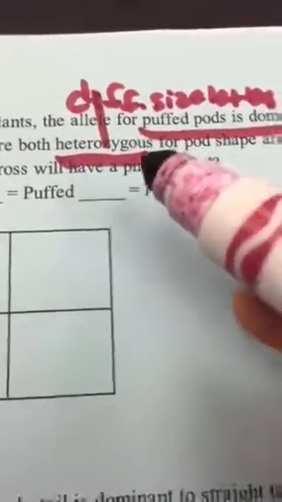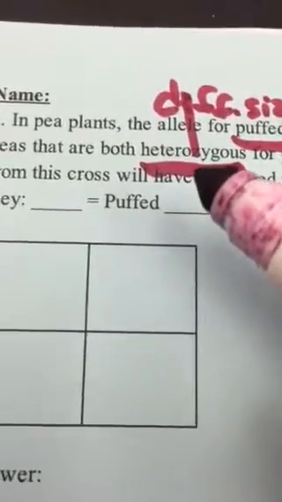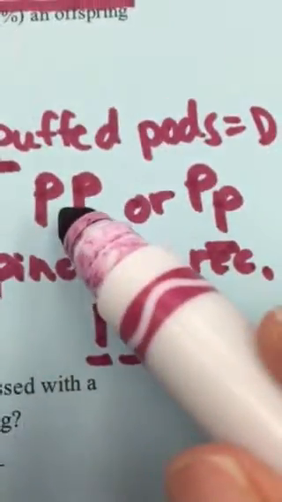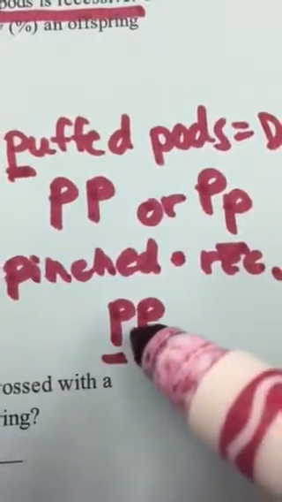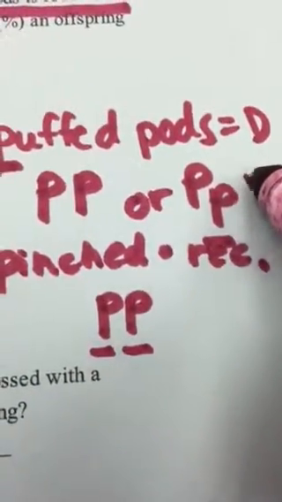Thank you, Mr. McNana. So we have two peas that are heterozygous. So let's go over to our key here. This is homozygous dominant. This is heterozygous, and this is homozygous recessive. So we have two. We're going to use this one.